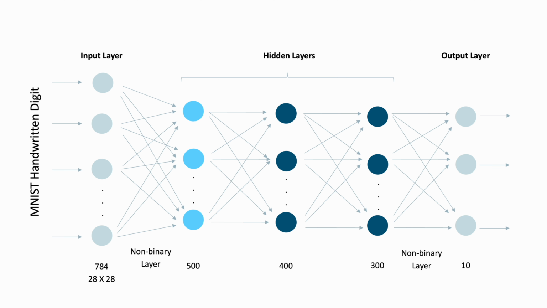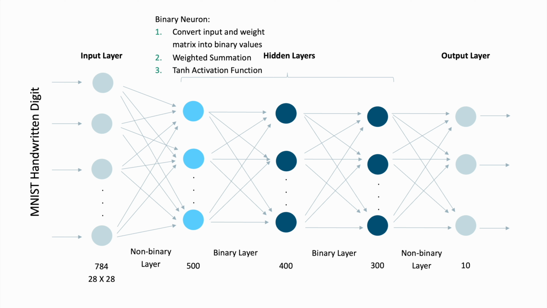In this network, we are not converting the first and the last layer into binary. We are only binarizing the second and the third hidden layers. The binarized neuron now has to perform binarization of input and weight matrices first, before computing the weighted summation and applying the tanh activation function. With this background, let's start writing the code.